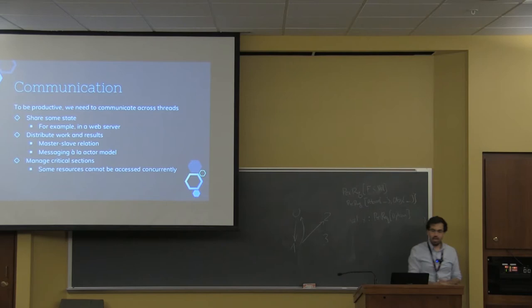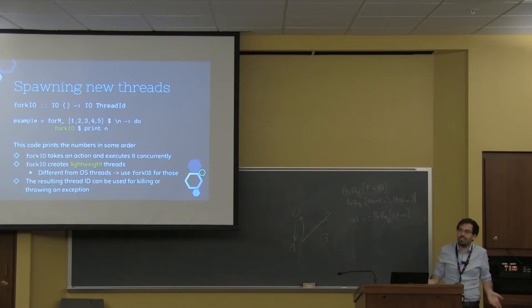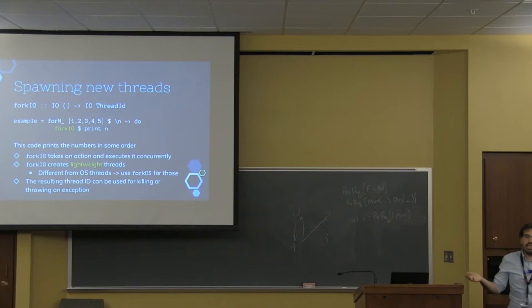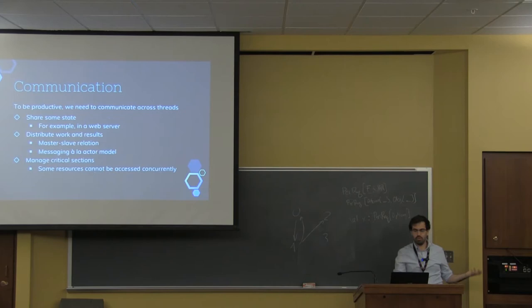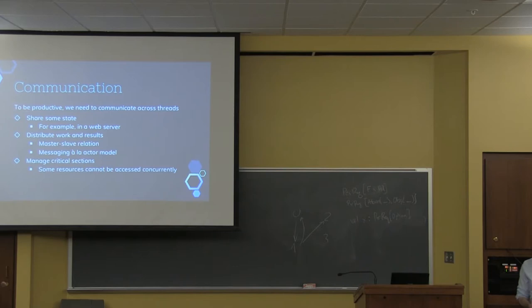But OK, if we use forkIO, the most we can do is have some information already computed and just print it or save it in different threads. We cannot really do useful stuff. If we want to do useful stuff, we need to communicate across threads. We need to share some state. Imagine a web server where every connection is a new lightweight thread, and you want to share some state, some connection to the database, things like that.